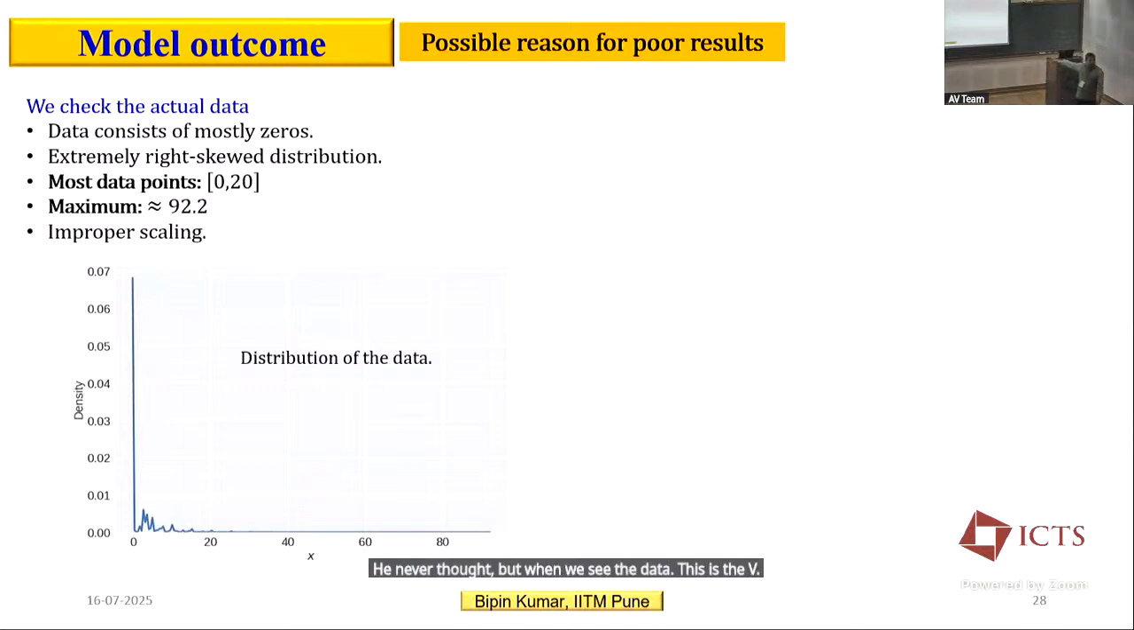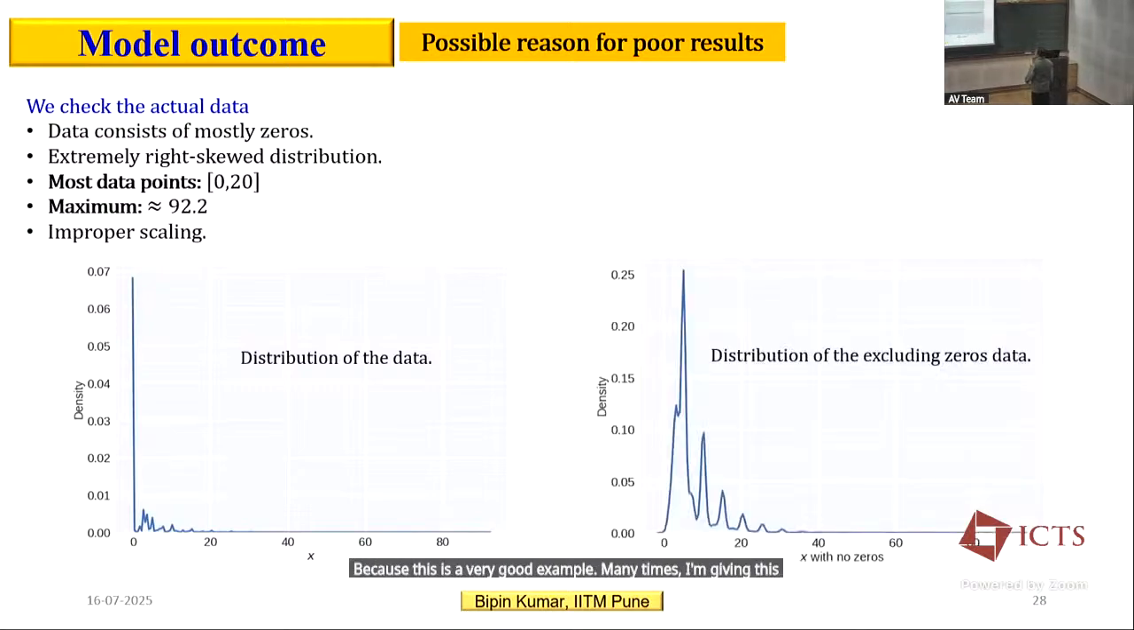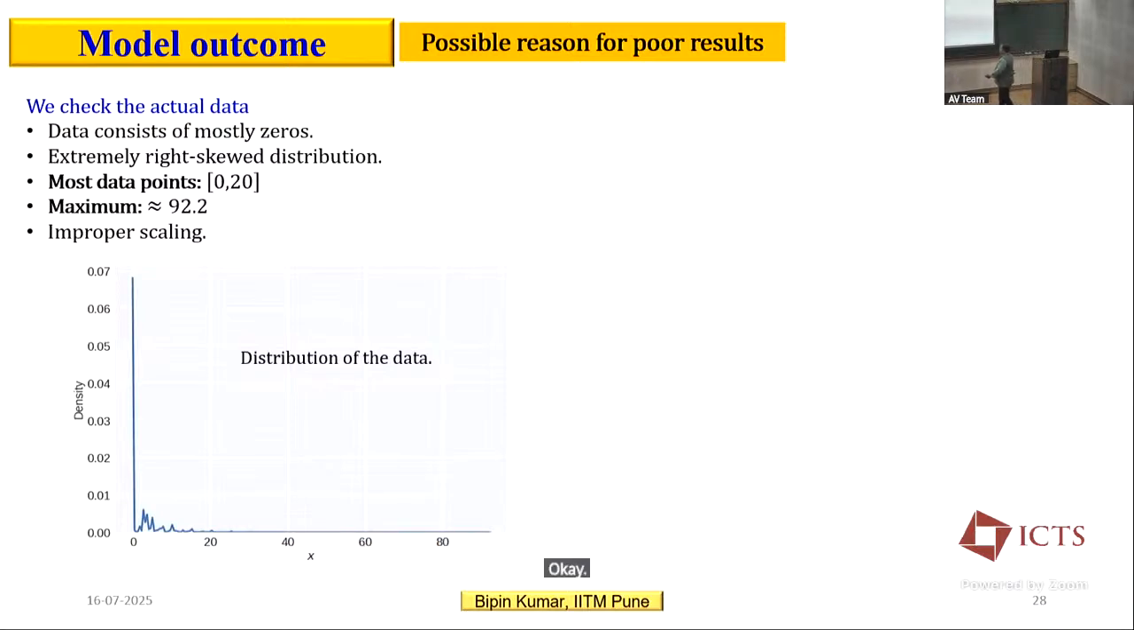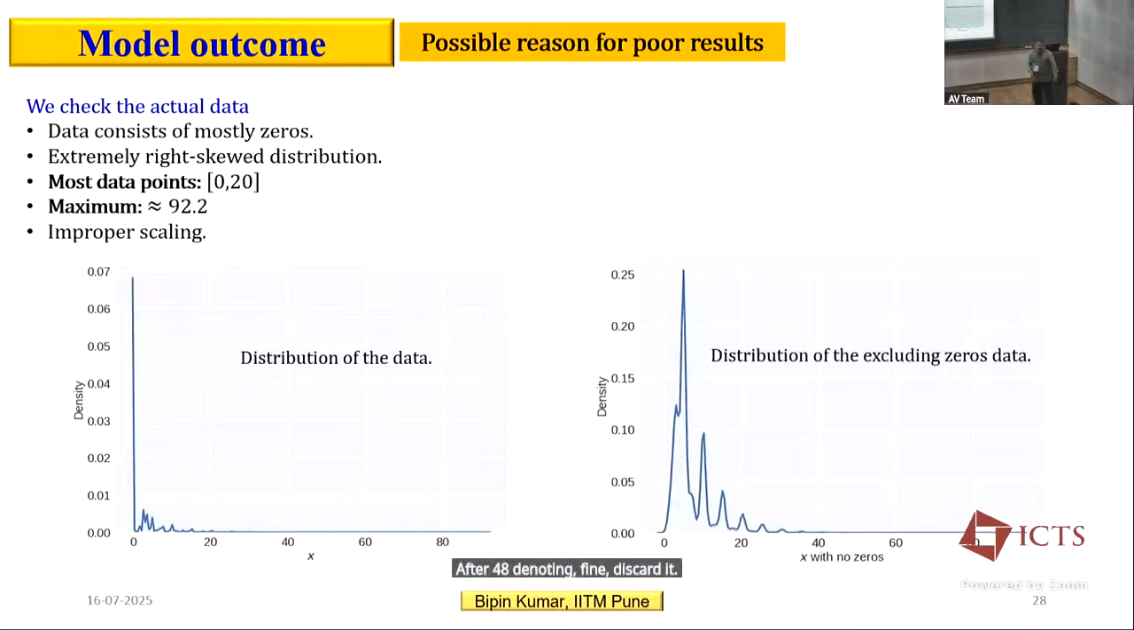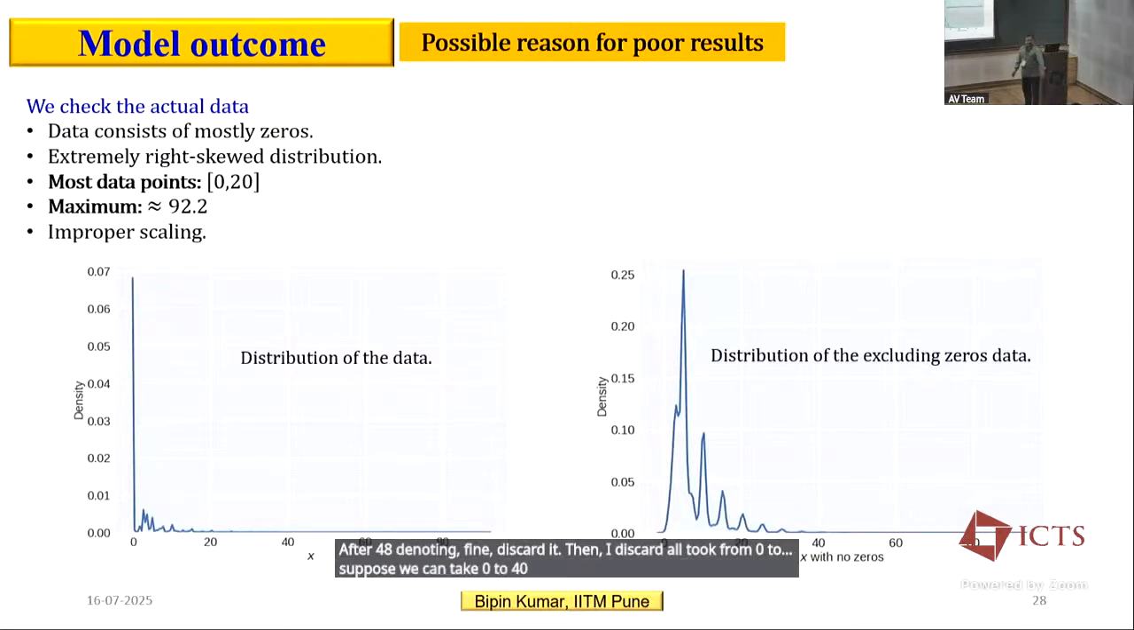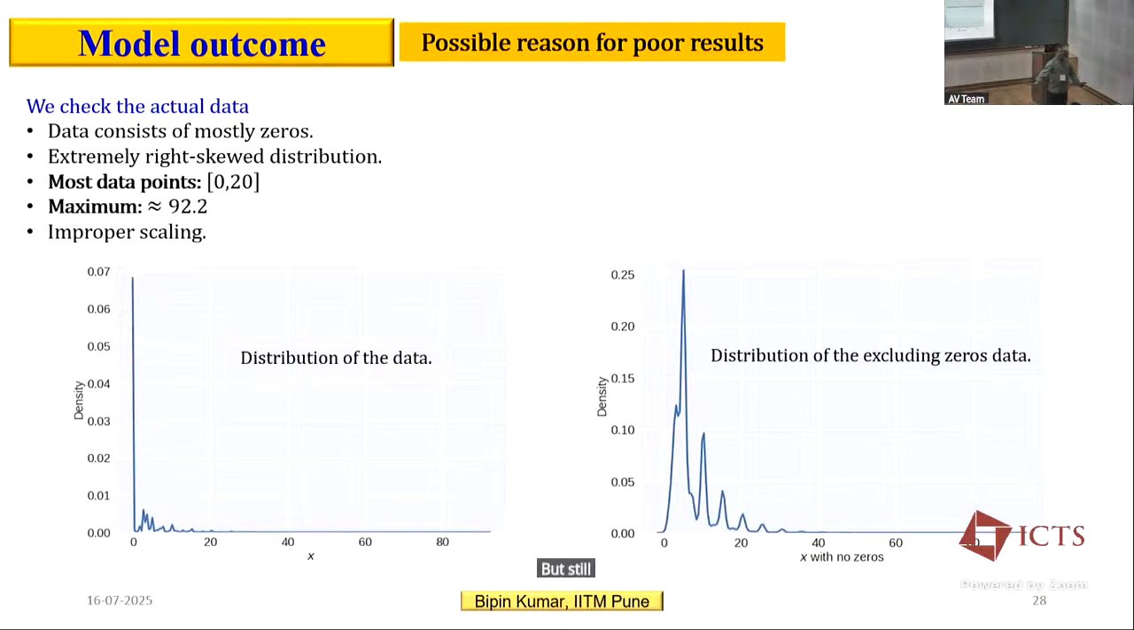This is what I showed in my initial slide, because this is a very good example. Many times I give this example in my talks. First thing, this is not required, and after 40 it is not needed, fine, discard it. Then I took 0 to 40 only, fine. But still it is skewed. That's what you told, no? Still it is skewed.